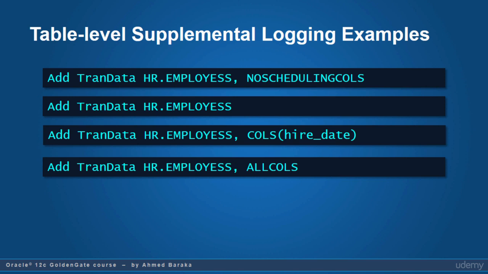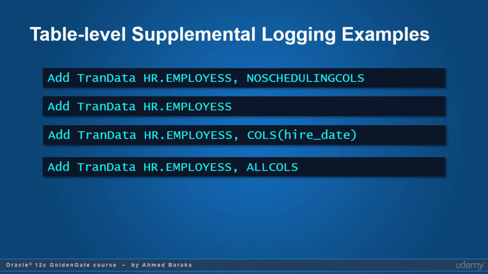This is required for configuring the integrated replicate process. The third example enables the same supplemental logging as in the second example, but it adds logging of the before value of the hire date column. This value can be used for conflict resolution or for data processing in the replicate parameter file. You will learn about data conflicts in a separate lecture. The last example enables supplemental logging of all the columns. This is easier to use, but it will increase the size of the trail files and the packets sent through the network.